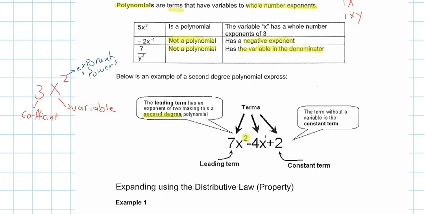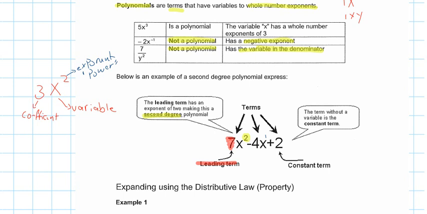Okay? Now, the highest exponent is 2. That makes this number, the first coefficient, what we call the leading term or the leading coefficient. Leading term means the highest term with respect to the exponent. So if you look at all these three, you have 7x squared, and then you have 4x, and you have 2. Your highest exponent is the exponent 2. So that whole term, 7x squared, we call the leading term. That's the first term.